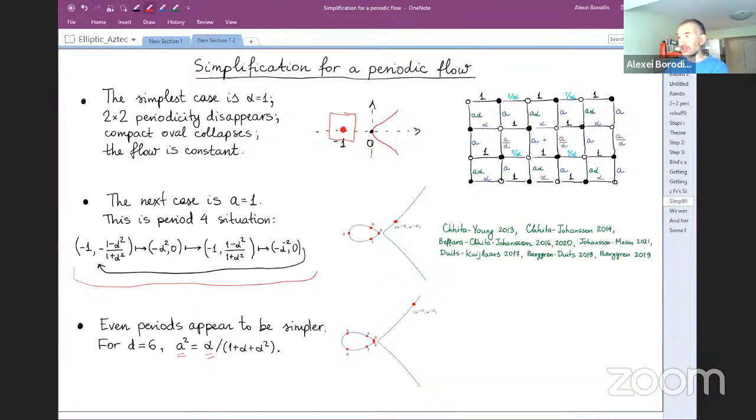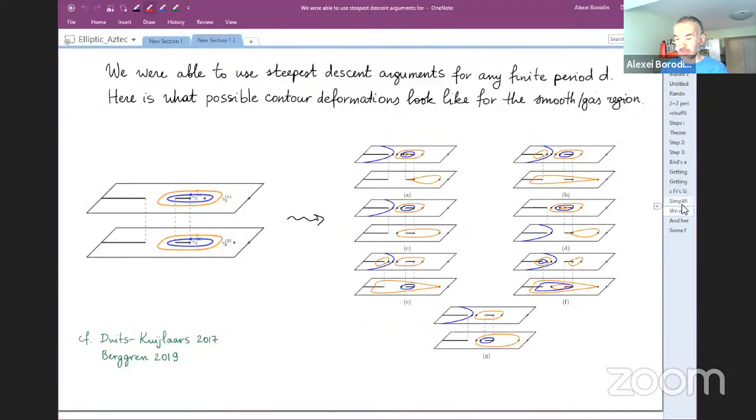But in any case, for each point of finite order, we are able to do the analysis. I'm not going to say much about the analysis. It's a steepest descent argument on contour integrals. And the slide that I put out here is just to demonstrate what happens to the contours.